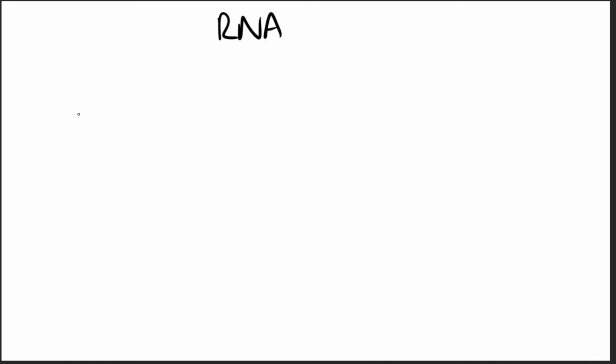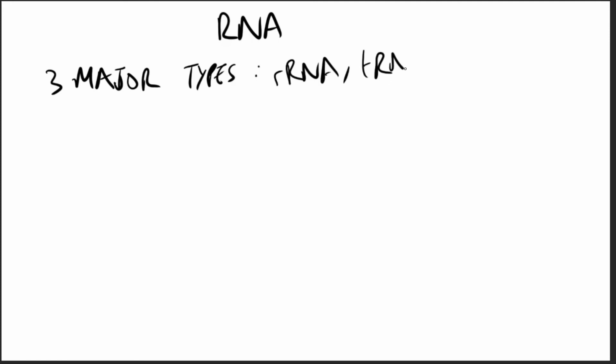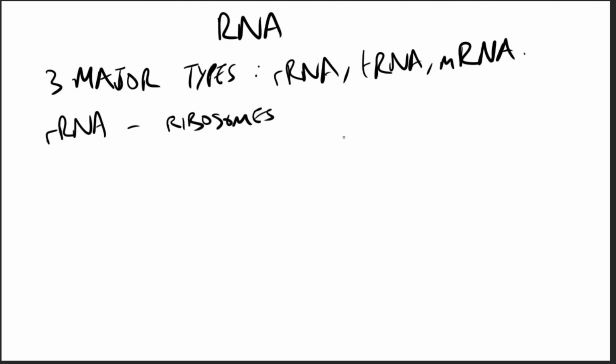Now, moving on to RNA, there are 3 major types: rRNA, tRNA, and mRNA. It is smaller than DNA and contains ribose instead of deoxyribose, which is the sugar present. They exist as single strands. So let's look at each of them individually.